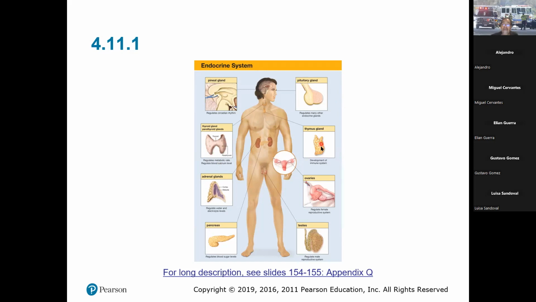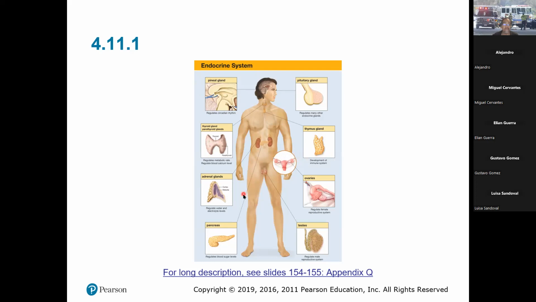Then you have the thymus gland. Now, the thymus gland is located in kids. At a certain age, it disappears, but it's located right behind the sternum itself. And the sternum is your breastbone right here. I don't know if you guys get to see this. It's a breastbone that's attached to your clavicles. Now, once you're an adult, you don't have a thymus gland anymore.